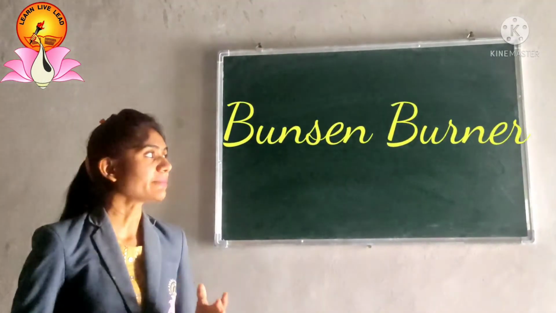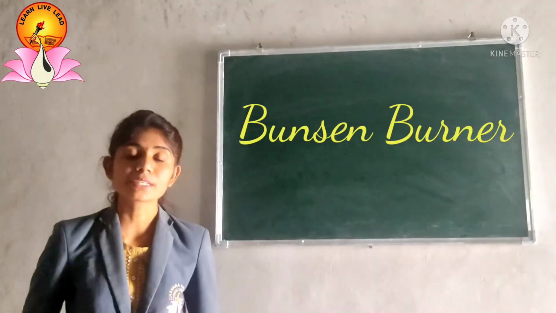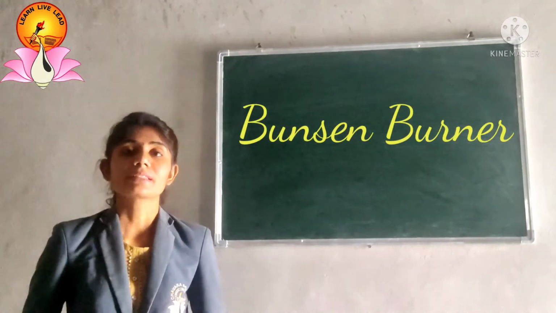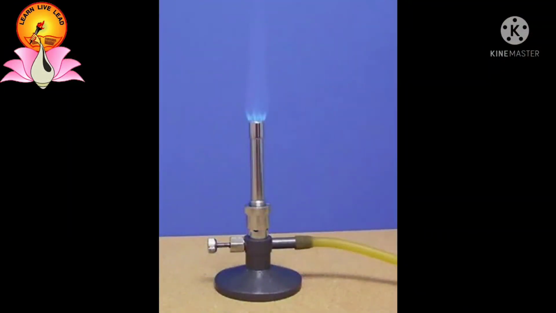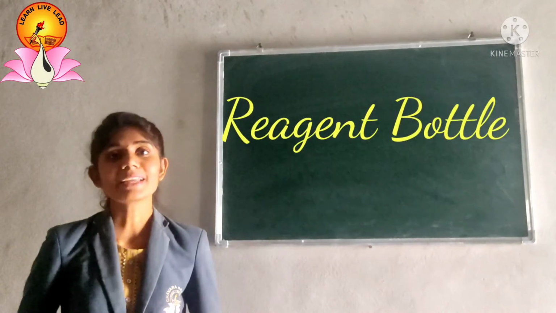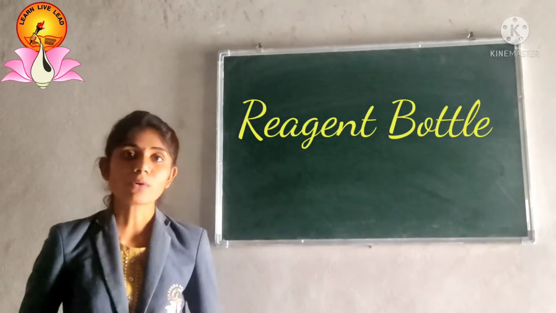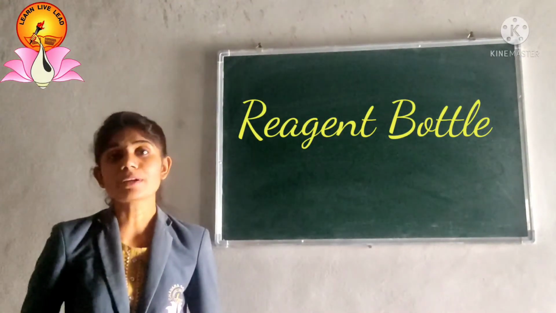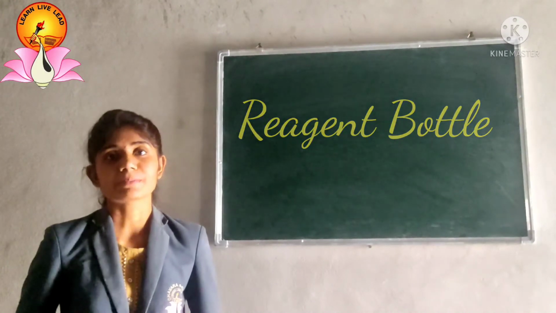Second, Bunsen burner. A special kind of burner which is used for heating purpose, and this burner uses gas as the fuel. Third, reagent bottle. Reagent bottles are made up of white or colored glass, and reagent bottles are used to store the chemicals in laboratory.